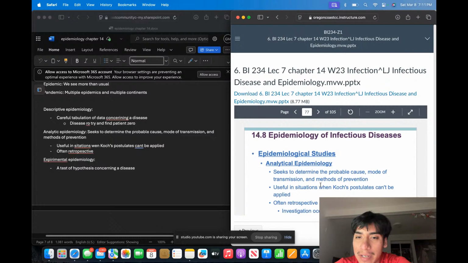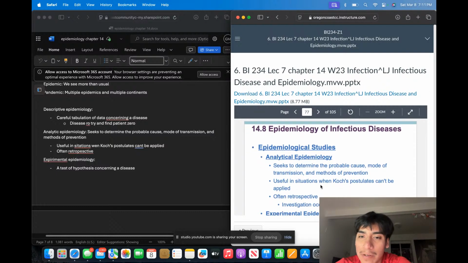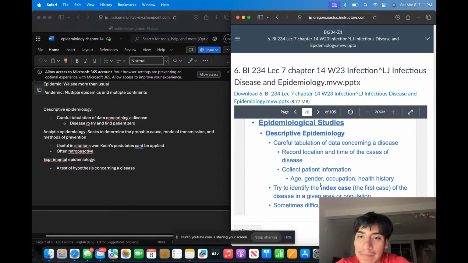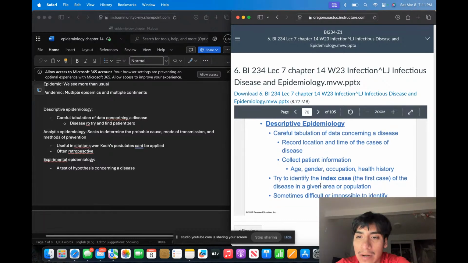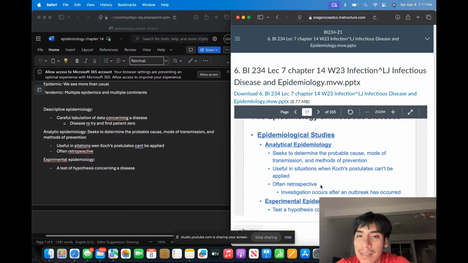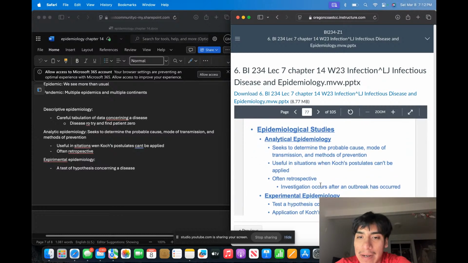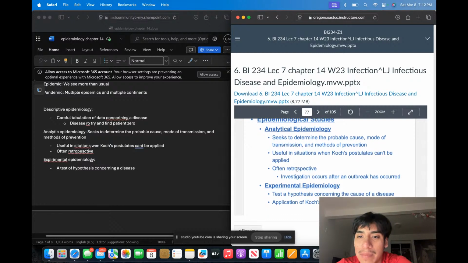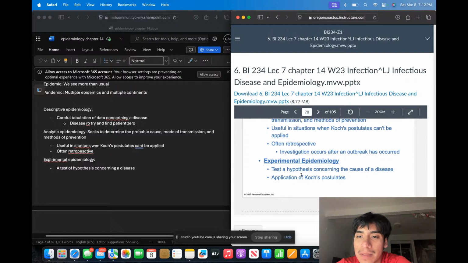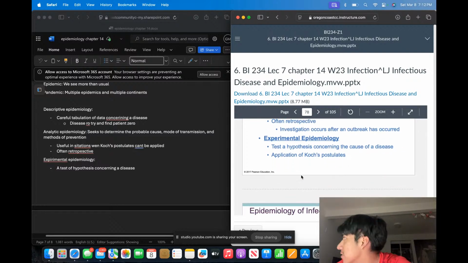And there's also analytical epidemiology, which seeks to determine the probable cause, mode of transmission, and methods of prevention. So this is more concerned with trying to figure out where it came from, and why. And this is more practical: what do we do with this? How do we go about it? This is often retrospective, so the investigation occurs after the outbreak has occurred, for future outbreaks. And there's also experimental epidemiology, which tests a hypothesis concerning the cause of a disease, so application of Koch's postulates.